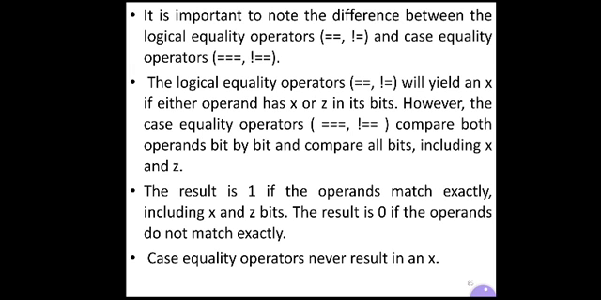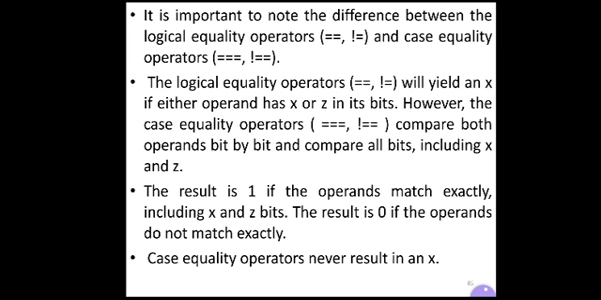What happens is it compares both operands bit by bit, all the bits including the X and Z along with 0 and 1. The result is going to be 1 if the operands match exactly. If the operands in A and B match exactly, including X and Z values, the result will be 1 or true. The result is 0 if the operands do not match exactly.